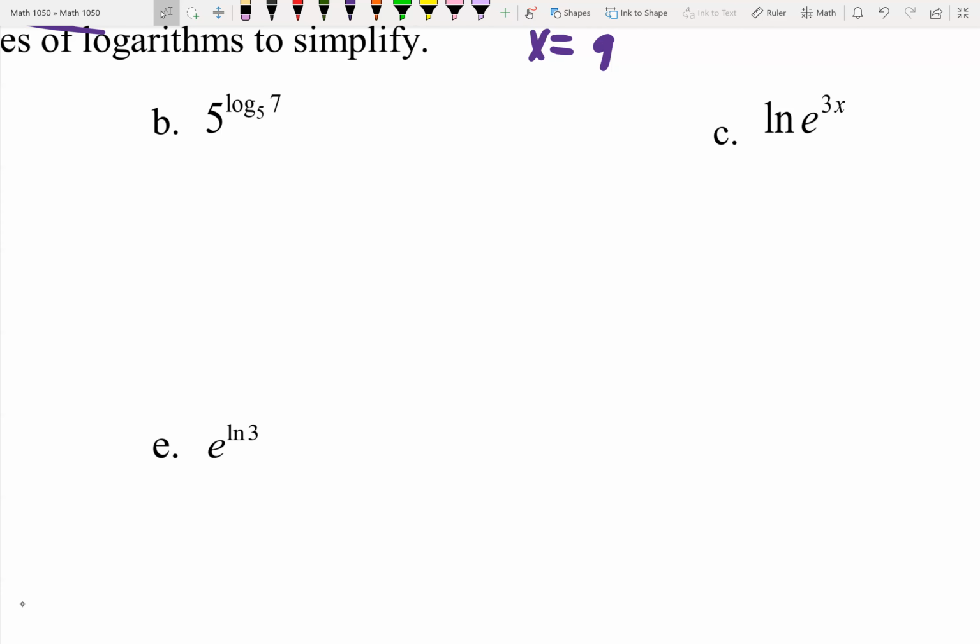Okay, question B, there's not even any work to show. Try not to look at the rules as we have this discussion. Try to make yourself remember the rules. What's the answer to B? 7. It's just 7. Remember, if this 5 is raised to the log of the same base, then that other number is your answer. So it's just 7.